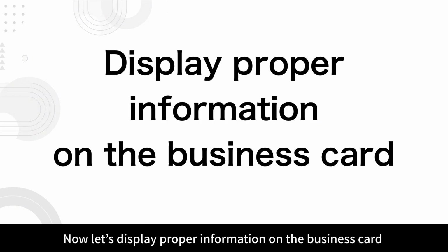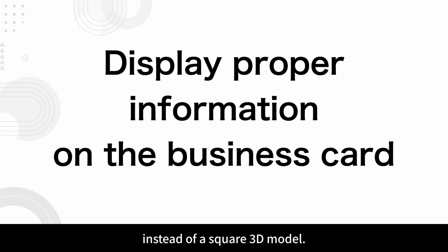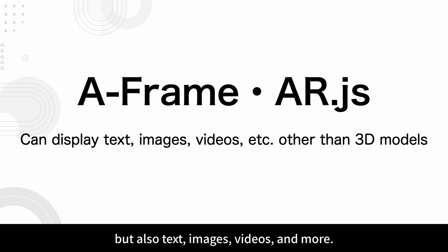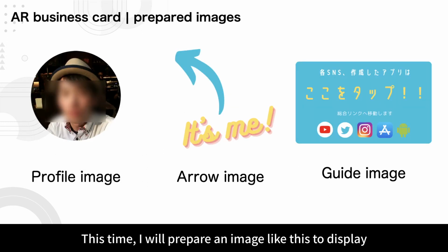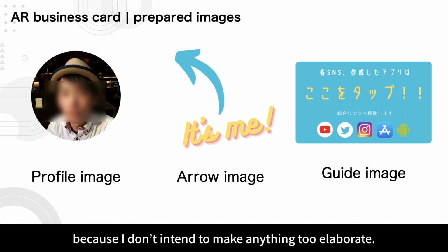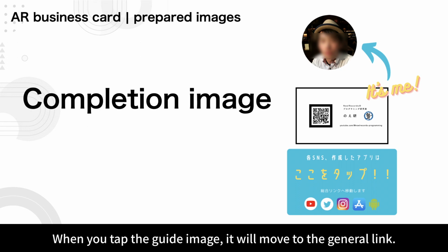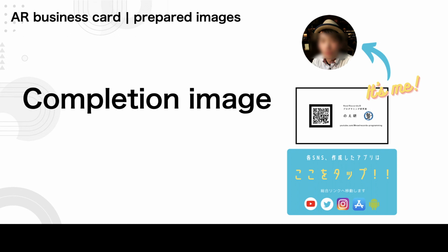Now let's display proper information on the business card instead of a square 3D model. In AR using A-Frame and AR.js, you can display not only 3D models but also text, images, videos, and more. This time, I will prepare an image like this to display because I don't intend to make anything too elaborate. The completion image is like this. When you tap the guide image, it will move to the relevant link. Please note that the size of the image to be used must be square.